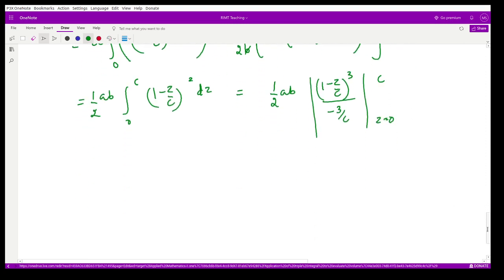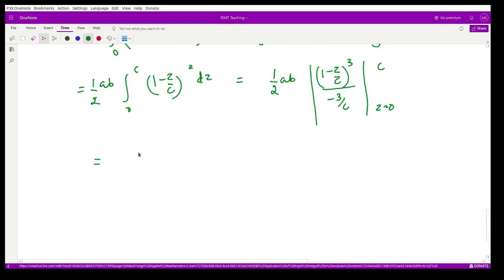So this simply becomes equal to, when you substitute the upper limit, so you have a, b, c divided by minus 3, and when you substitute the upper limit, instead of z as c, this term becomes 0, and when you substitute 0, you have the value as 1, so 0 minus 1. So finally your answer is equal to 1 by 6 a, b, c. So we can have a look at one more question.